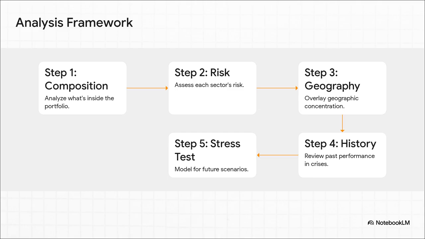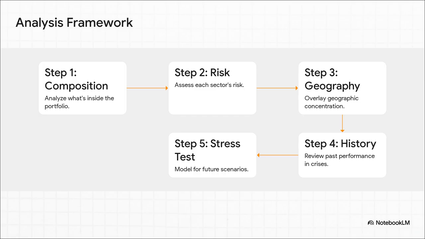First step, you analyze the portfolio composition. Basically, what's actually in the loan book. Step 2, you do a sector-specific risk assessment. How risky is each of those parts? Then, step 3, you overlay geography.